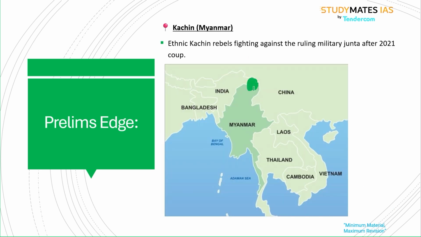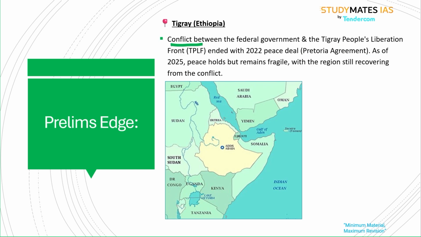Now we will see Kachin. So it is in North Myanmar. Here, ethnic Kachin rebels are fighting against the military junta who had taken over Myanmar through a coup. Now Tigray is in Ethiopia, where conflict between the federal government and TPLF, Tigray People's Liberation Front, was going on, and it led to a 2022 peace deal called the Pretoria Agreement. You know the peace holds, but the situation is fragile. Anytime, anything can happen. So this is the Tigray region. One thing you must note is that the Red Sea and its modern countries are very, very important in the upcoming 2025 and 2026, students.